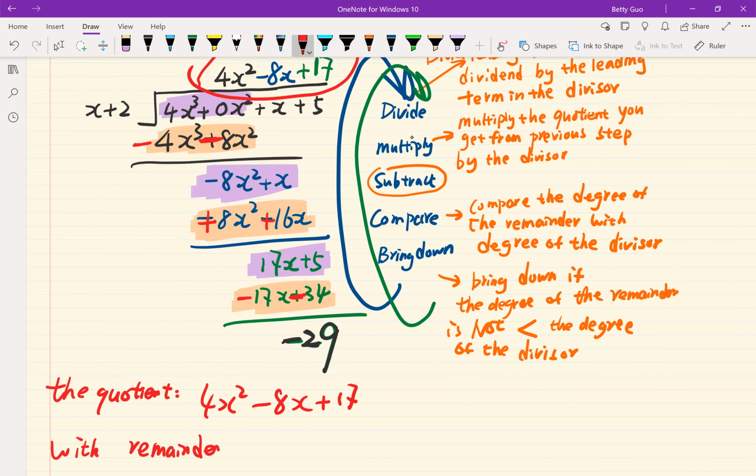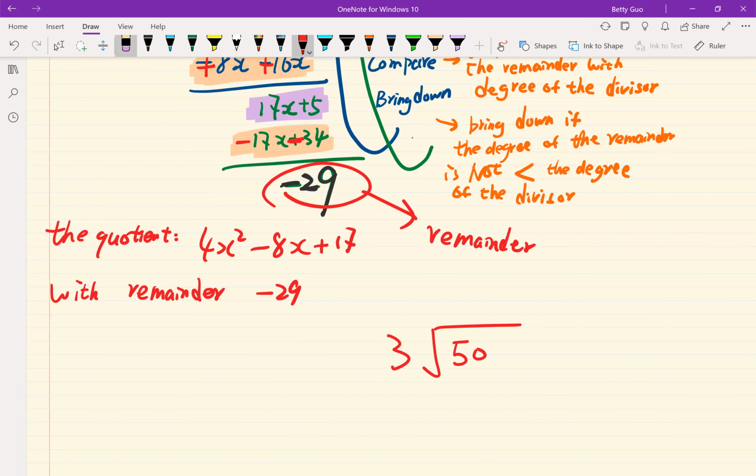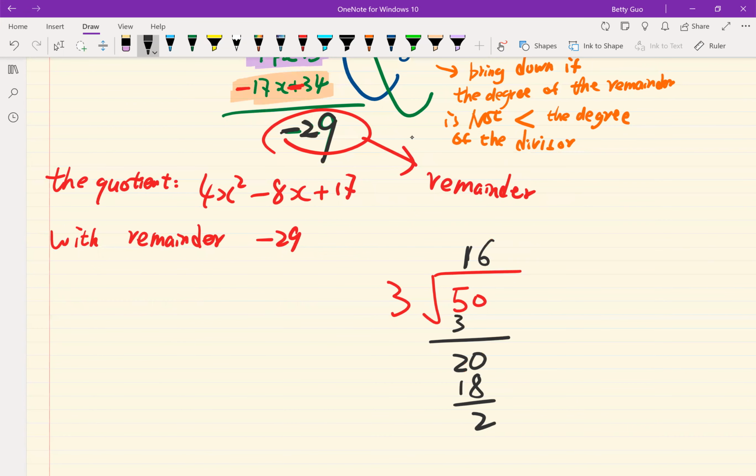For example, if we divide 50 by 3, let's see. How do we divide 50 by 3? We have 1 here because 3 goes into 5 one time, right? 1 times 3 is 3. The remainder is 2, right? And we bring down 0. How many times does 3 go into 20? 6, right? 3 times 6 is 18. Remainder 2, right? So when we divide 50 by 3, we got a quotient 16, remainder 2.